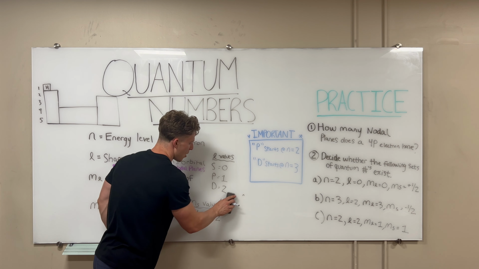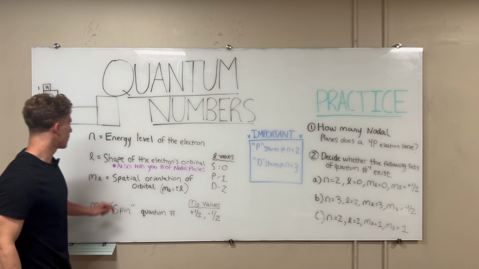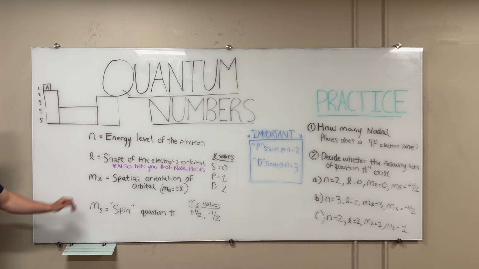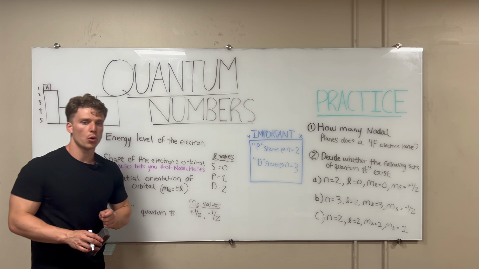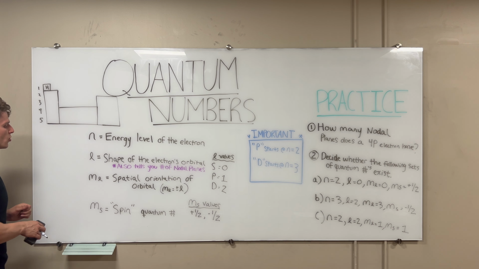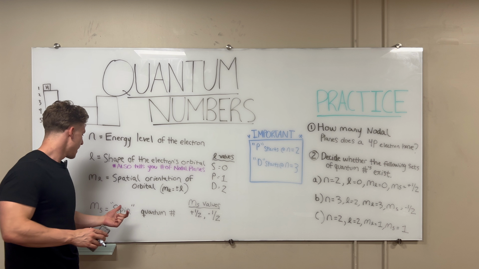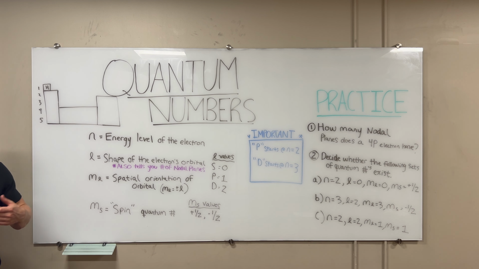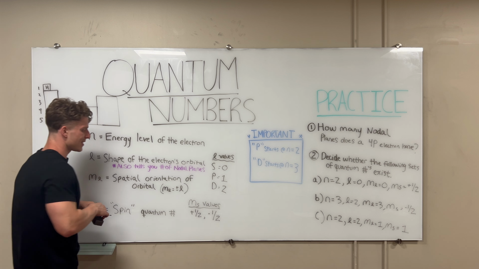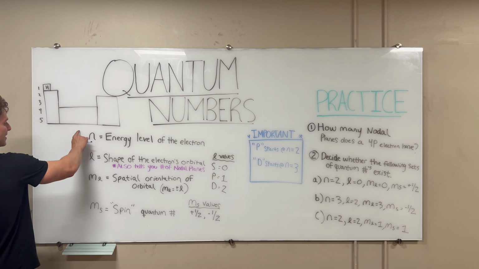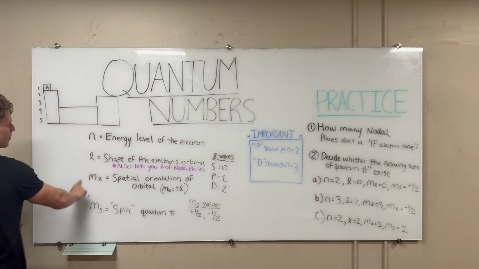Okay, so we've now covered the n quantum number, the L quantum number, and the M sub L quantum number. Now this last quantum number is the spin quantum number. It's important to note that when we're talking about electrons, nothing is actually spinning. That's why I put this in quotations. It's not saying that an electron is spinning around. What it's saying is it's a way to distinguish electrons if they have the same 3 quantum numbers above.